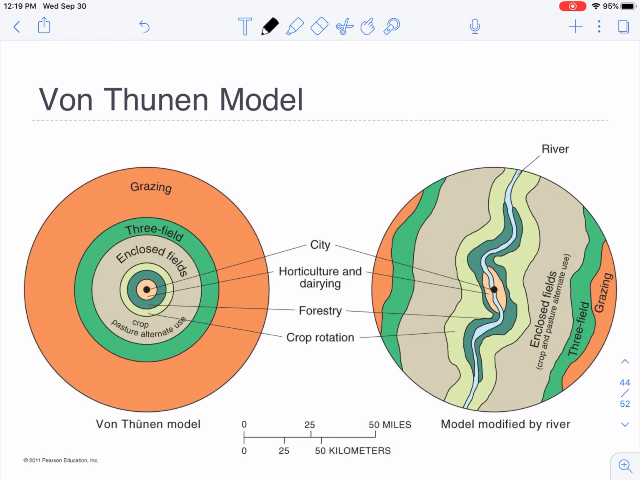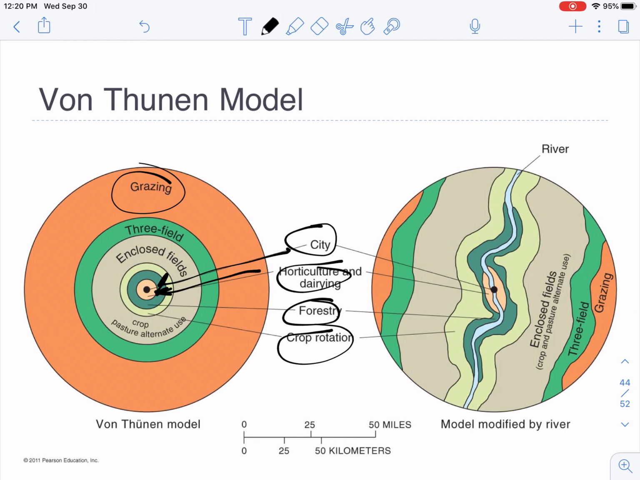So it looks like this. You have a city in the middle. You have the concentrated types of farming going on fairly close to the city, and dairy farming. Then there might be woods or a ring of forestry. Then you're going to find larger farms where the crops can be rotated, where you might have livestock and mixed crop farming. And then beyond that, you have the grazing.